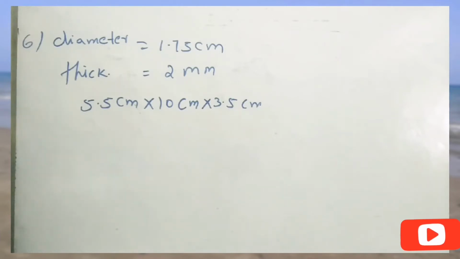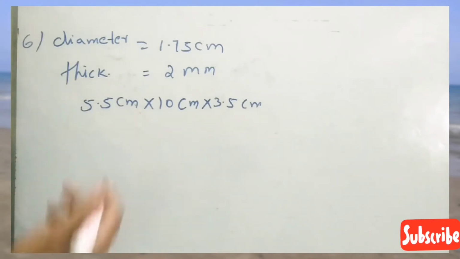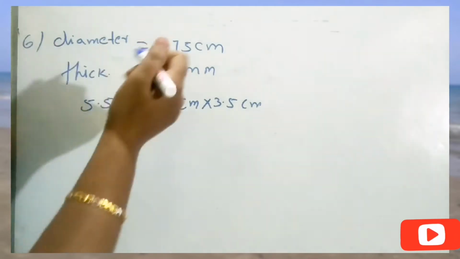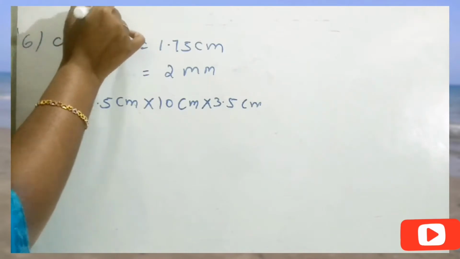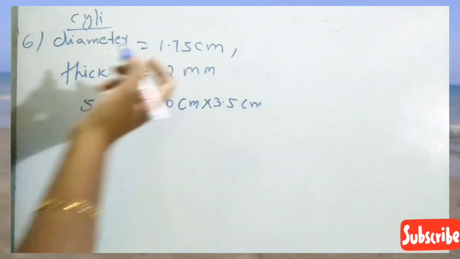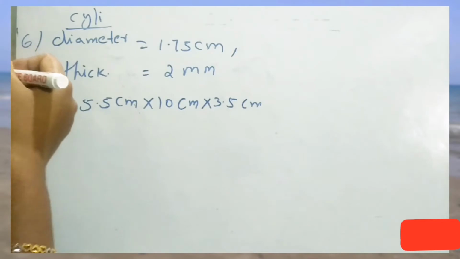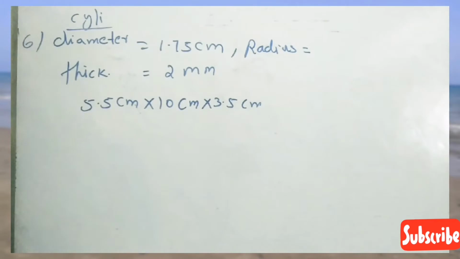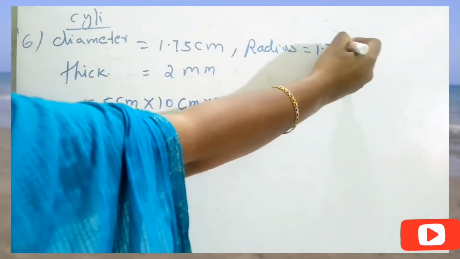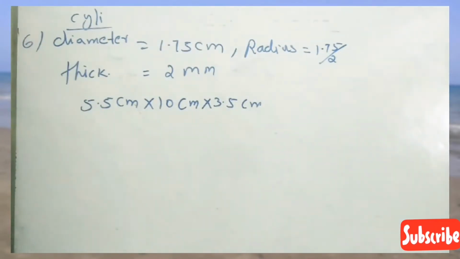Silver coin, that we will consider as a cylinder. The diameter of the cylinder is given, and from this we can find out the radius. Radius is equal to 1.75 divided by 2, that is the radius of our silver coin.